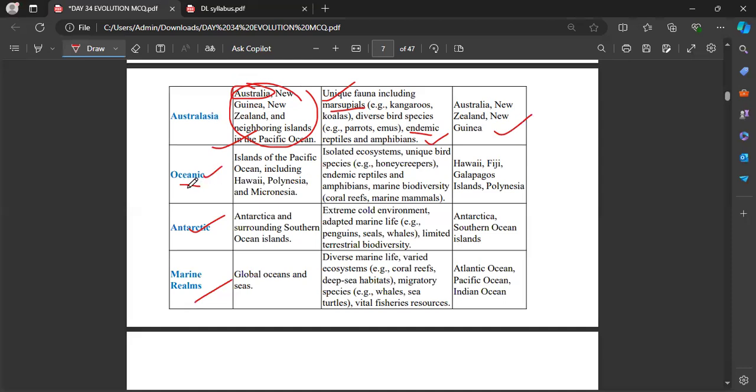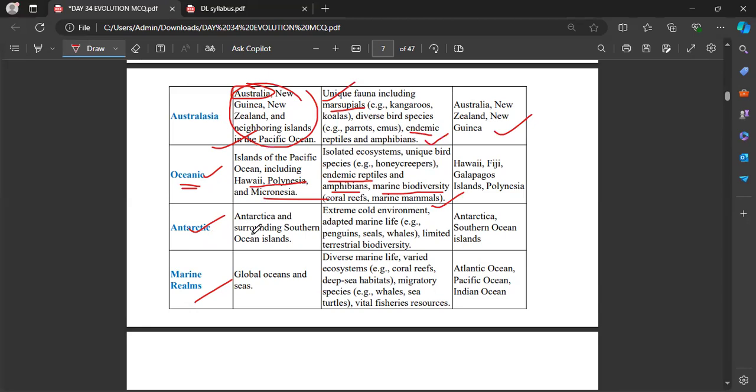Now, the oceanic region. The oceanic region is somewhat related to the ocean, specifically the Pacific Ocean. Hawaii, Polynesia, and Micronesia are the islands present in the Pacific Ocean. There also we can find different species. We can find endemic reptiles and amphibians, and marine biodiversity, because as it is an ocean, there will be a lot of species, plant species or animal species, and we can find a large variety.